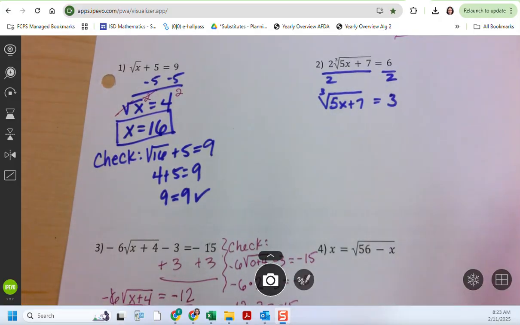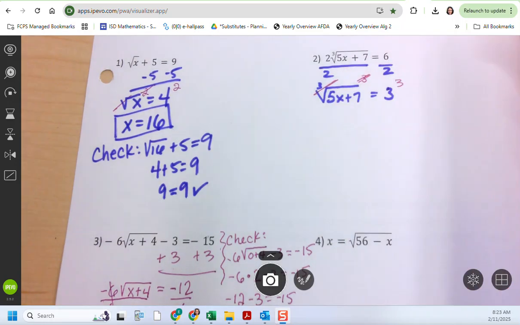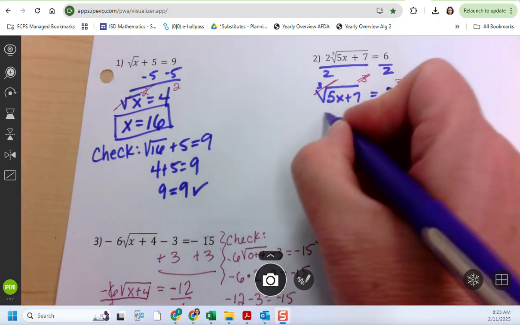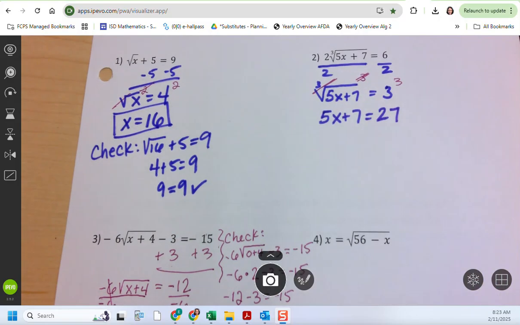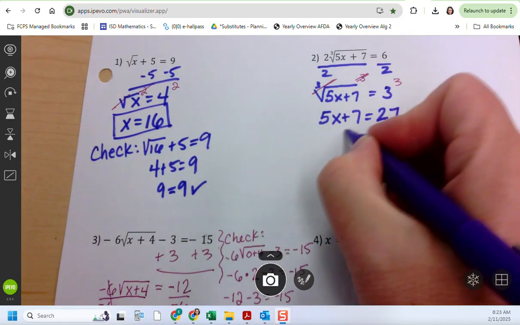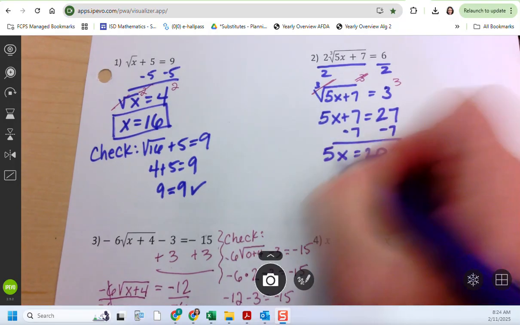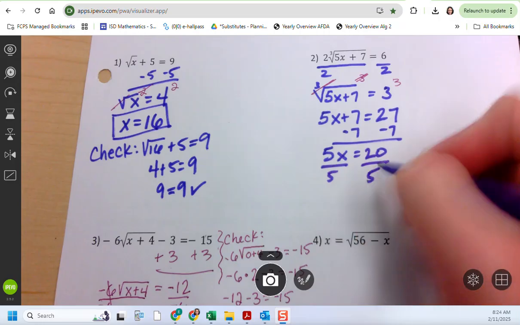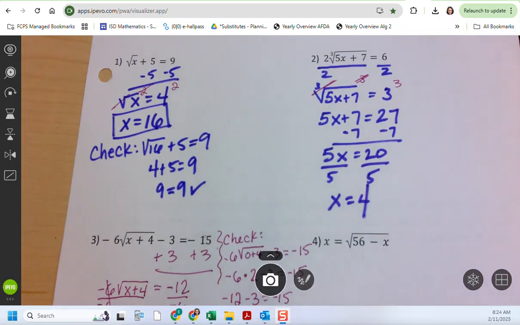Cube it. So the inverse of cube root is to cube. That will cancel. And so then you get 5x plus 7 equals 27. Solve that by subtracting and then dividing. All right, anybody else get x equals 4? Okay, let's just check it real quick.